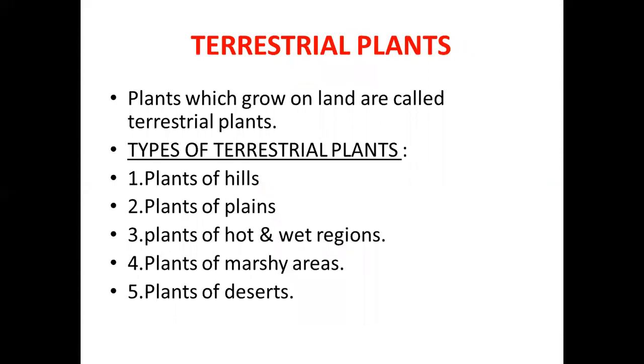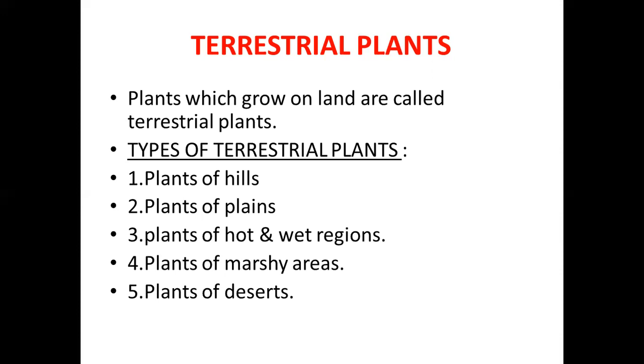See, terrestrial plants. Plants which grow on land are called terrestrial plants. There are many different types of terrestrial plants. Coming to the types of terrestrial plants, first one is plants of hills, plants of plains, plants of hot and wet regions, plants of marshy areas, and plants of deserts. All these plants, they grow on land, which are called as terrestrial plants.